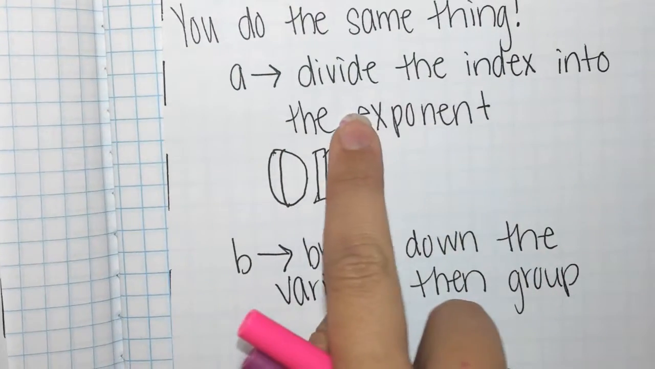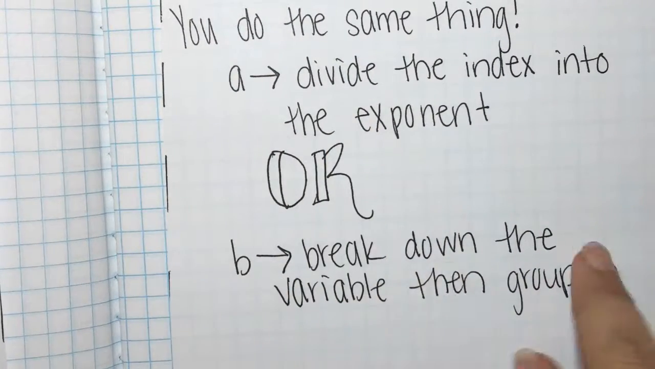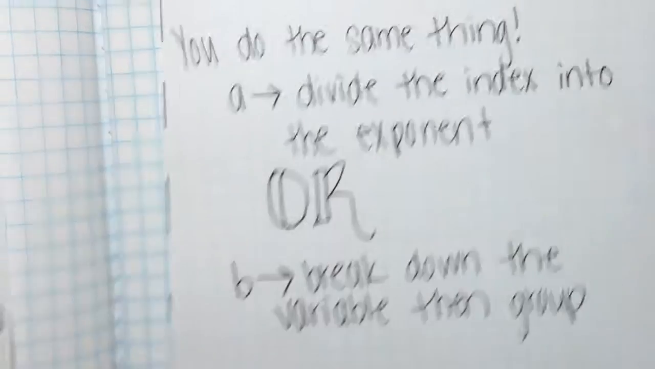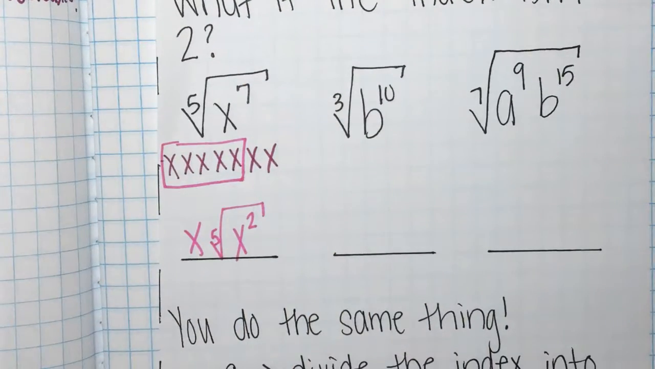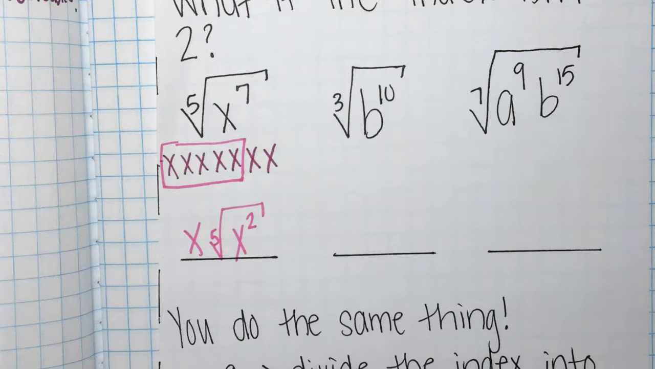So you can do the same thing. Divide the index into the exponent, or break the variable down, then group. You decide which one you want to do, and try this next one without me. I was thinking you can do it by 2. Well, what's the index? It says group by 2 right there. I guess that's when the index is 2. Okay. What's your index here?